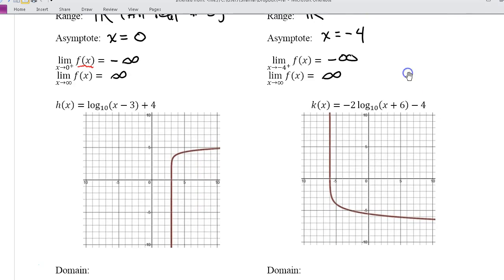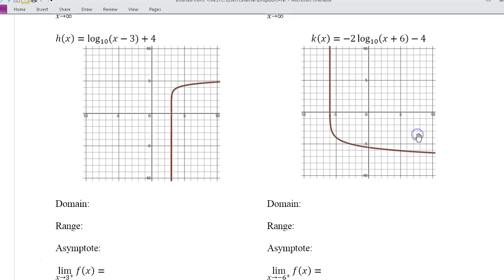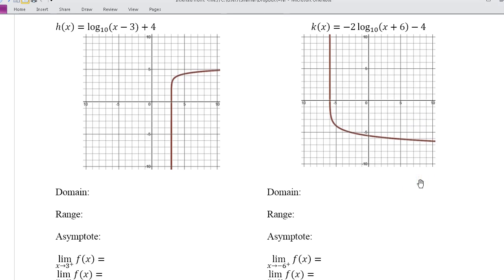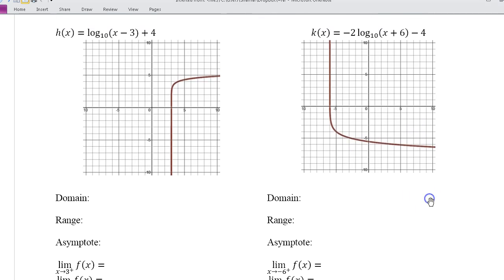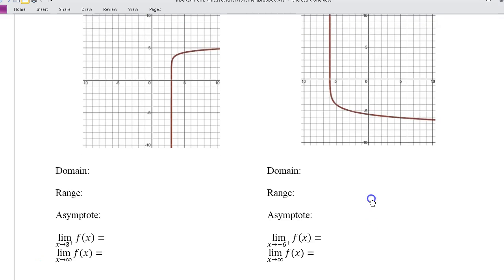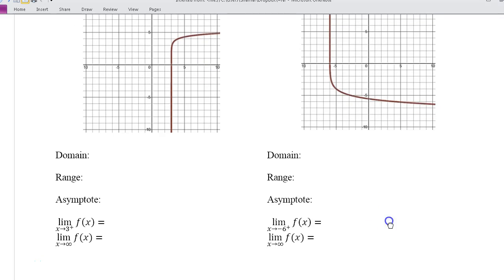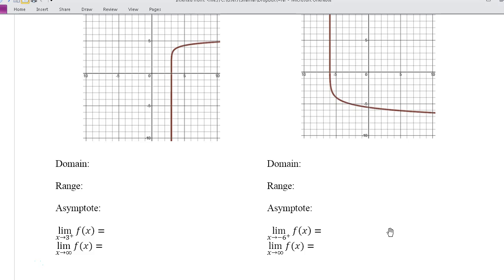Why don't you go ahead and pause the video and see what you can do with the next 2. Again, we have some transformations here. One of these has actually been reflected. See what you can do with those. We'll go over them when I see you in class, but give those a try.